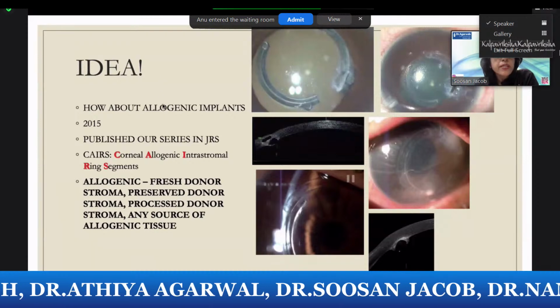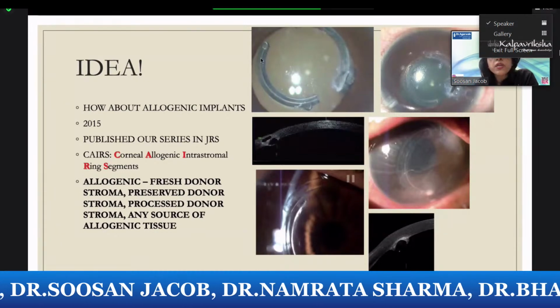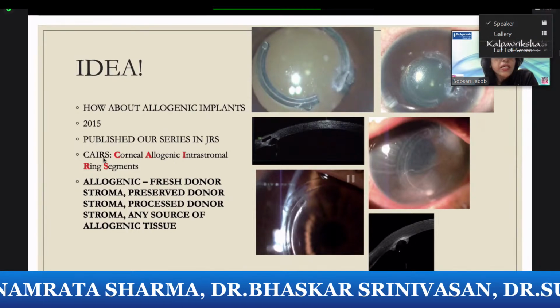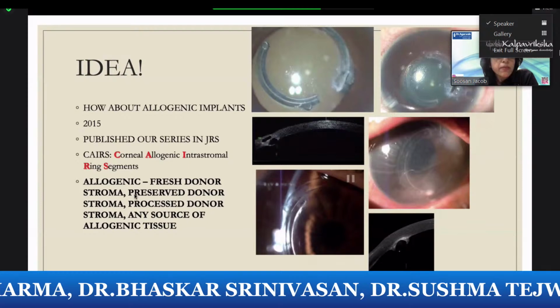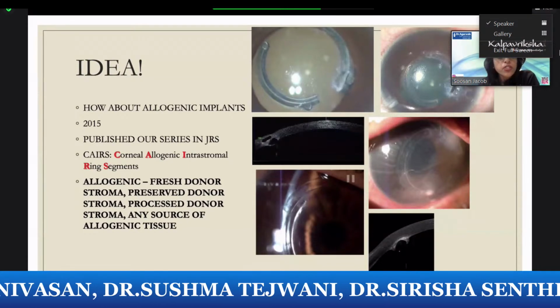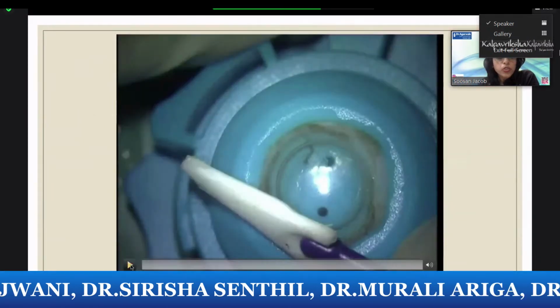So this CARES was an idea that I had in 2015. It's basically a similar technique of using intracorneal ring segments, but these are now made of allogenic tissue. CARES stands for corneal allogenic intrastromal ring segments, and you could use any source of allogenic tissue for this, preserved or fresh processed tissue or anything. What we do is use the donor corneoscleral rim, and I'll show you the technique.